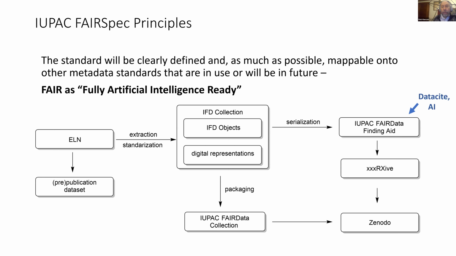And of course, what that allows is for us to have the alternative definition of FAIR, which I just love, which is fully artificial intelligence ready. Because now what we can do is have this finding aid being the access point for DataCite and persistent identifiers, as well as artificial intelligence machine algorithms for actually finding and discovering the data in the first place.